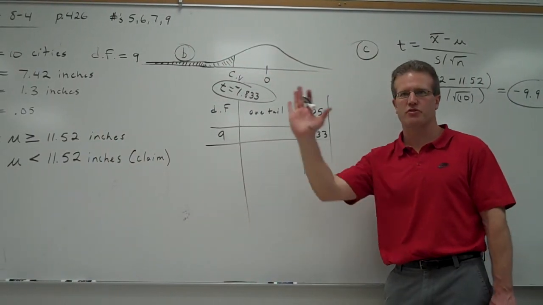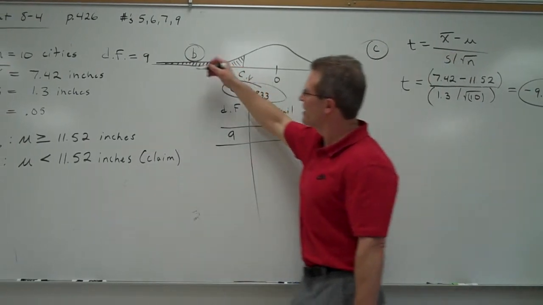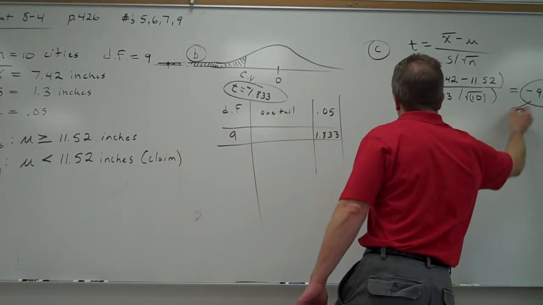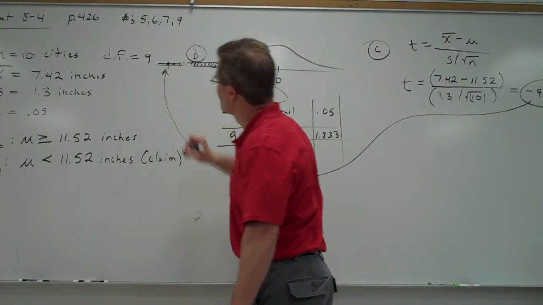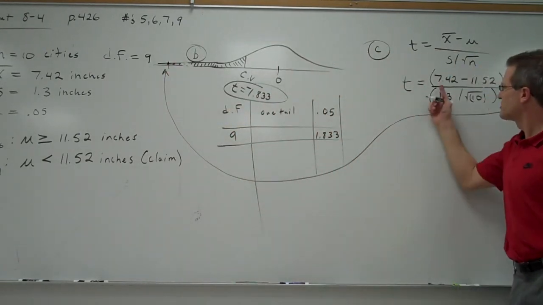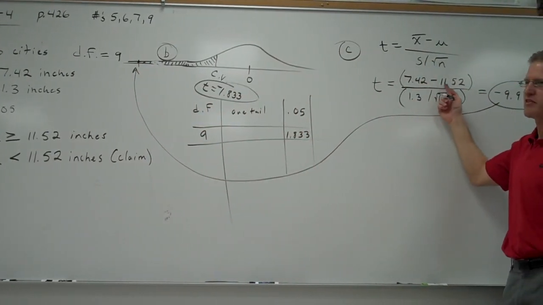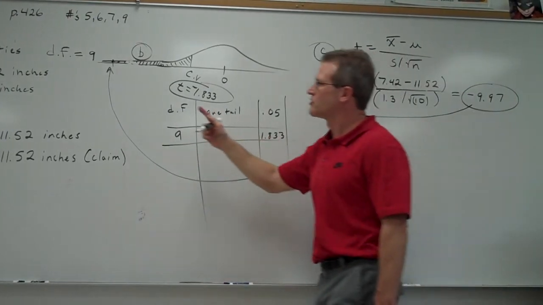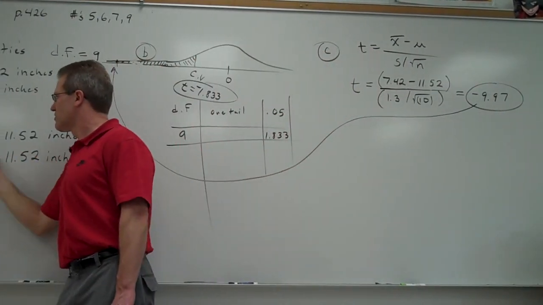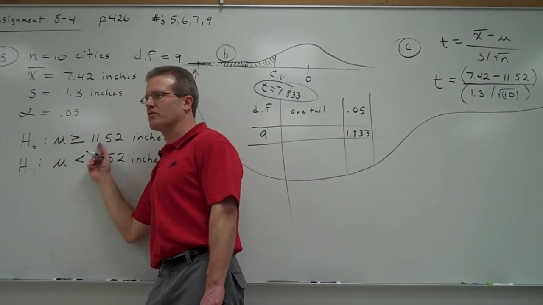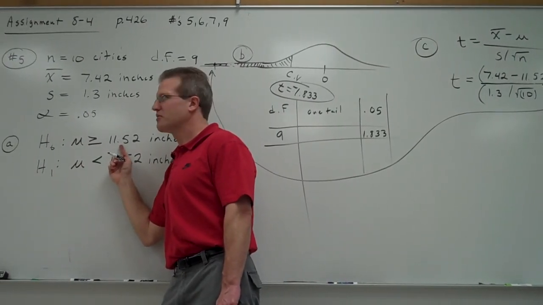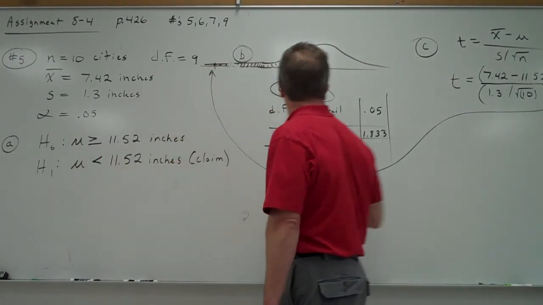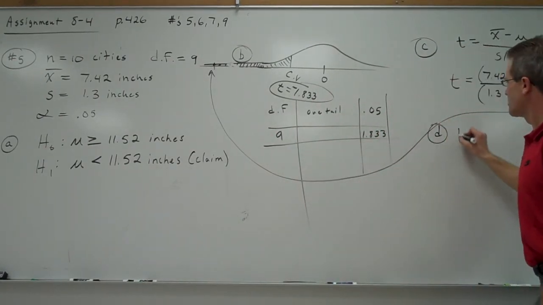We know that 99.7% of the data falls within 3 standard deviations. This is way out here. Almost 10 standard deviations to the left. So statistically, 7.42 is nowhere close to 11.52. So we're going to reject the null. Because the null says the mean could equal 11.52. That's not what our test value shows. So for part D, we're going to reject the null.